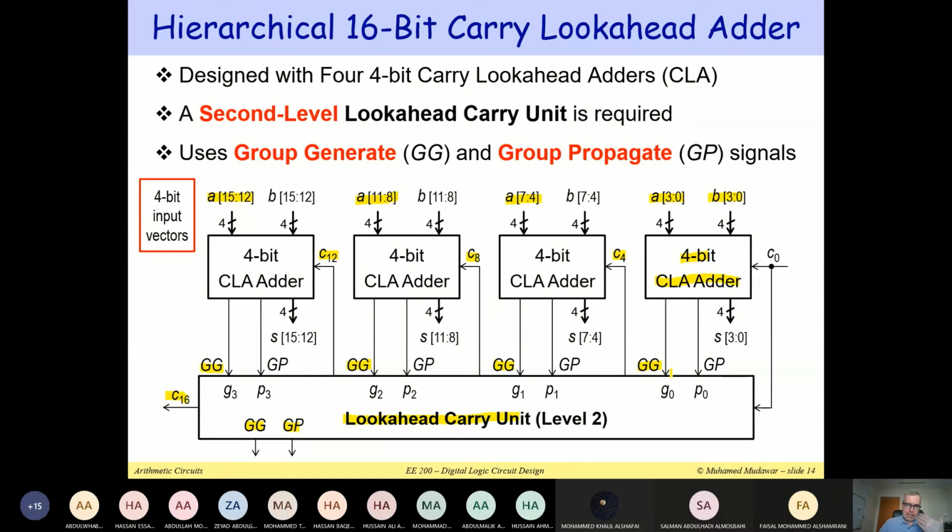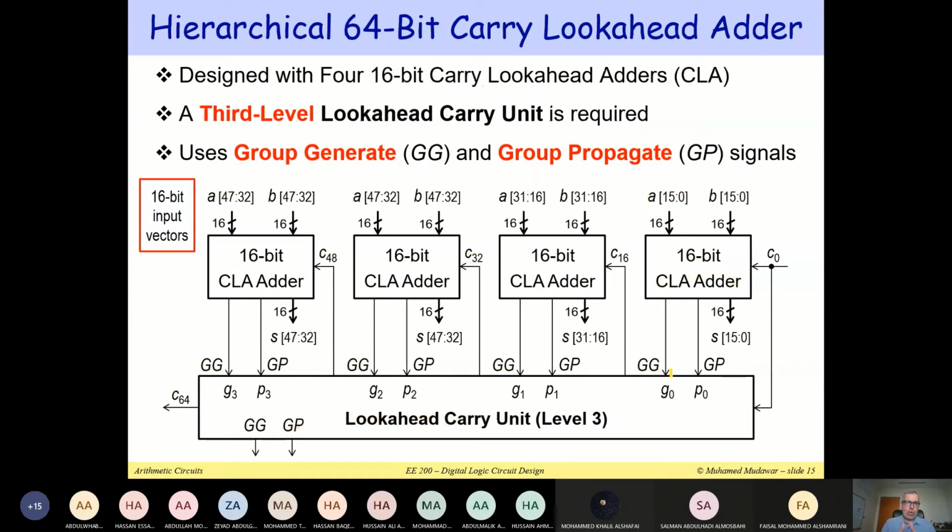And if you would like to make it larger, we can even go to a 64-bit carry look ahead adder, as shown in this slide. So we have here 4 16-bit carry look ahead adders, as we have seen in the previous slide. We replicate this 4 times, and we use a level 3 look ahead carry unit, exactly the same look ahead carry unit that we have seen in the previous slide. So we use a level 3 to generate C16, C32, C48, and C64.